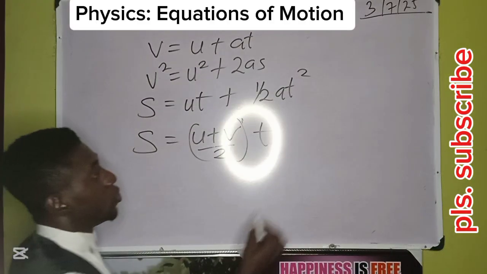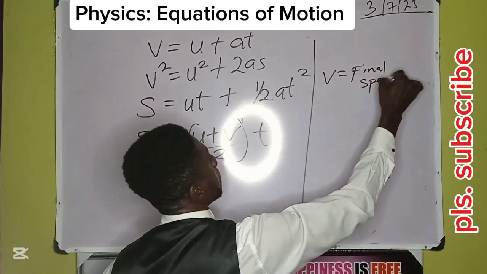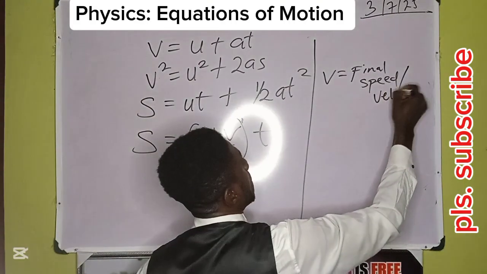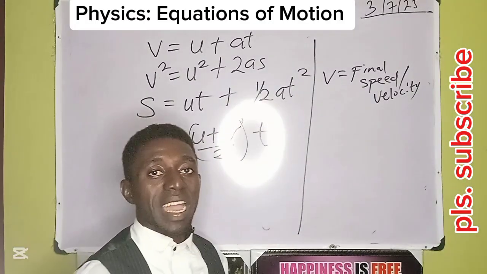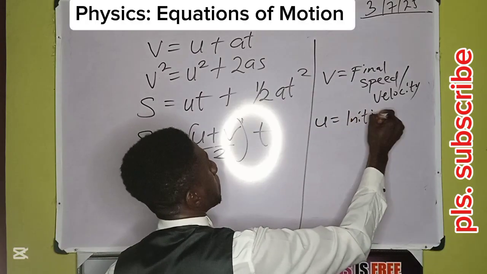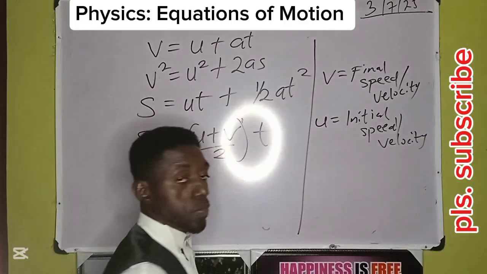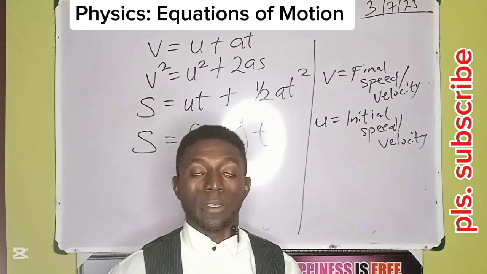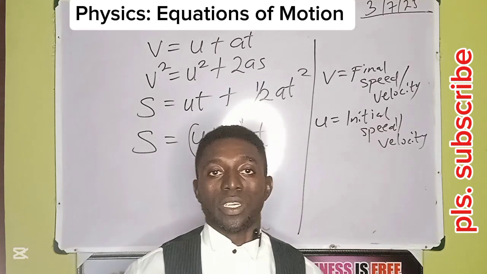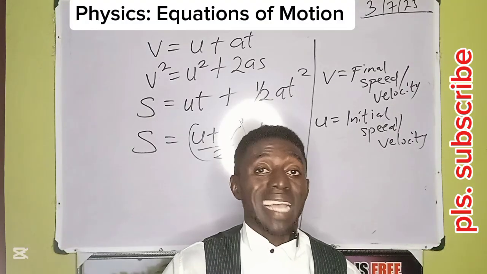Starting with V and U. V is final speed or velocity. U is initial speed or velocity. The speed you start with is the initial speed, and the speed you end with is the final speed. Most times our initial speed is 0. But some other times it's not 0.